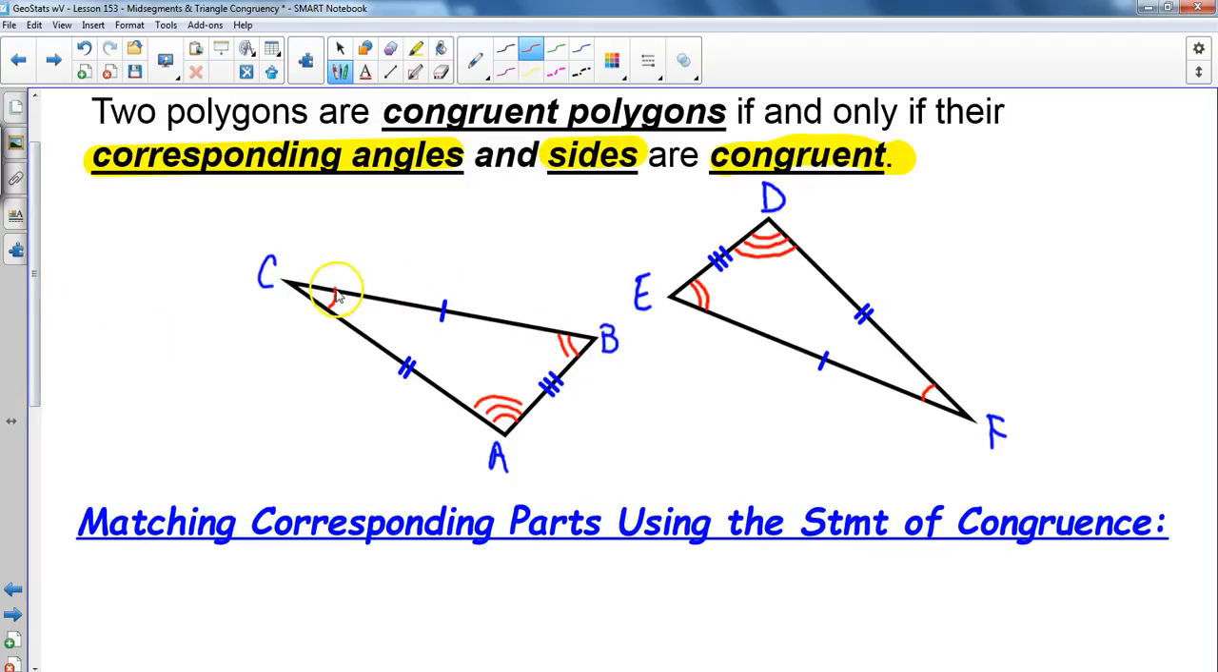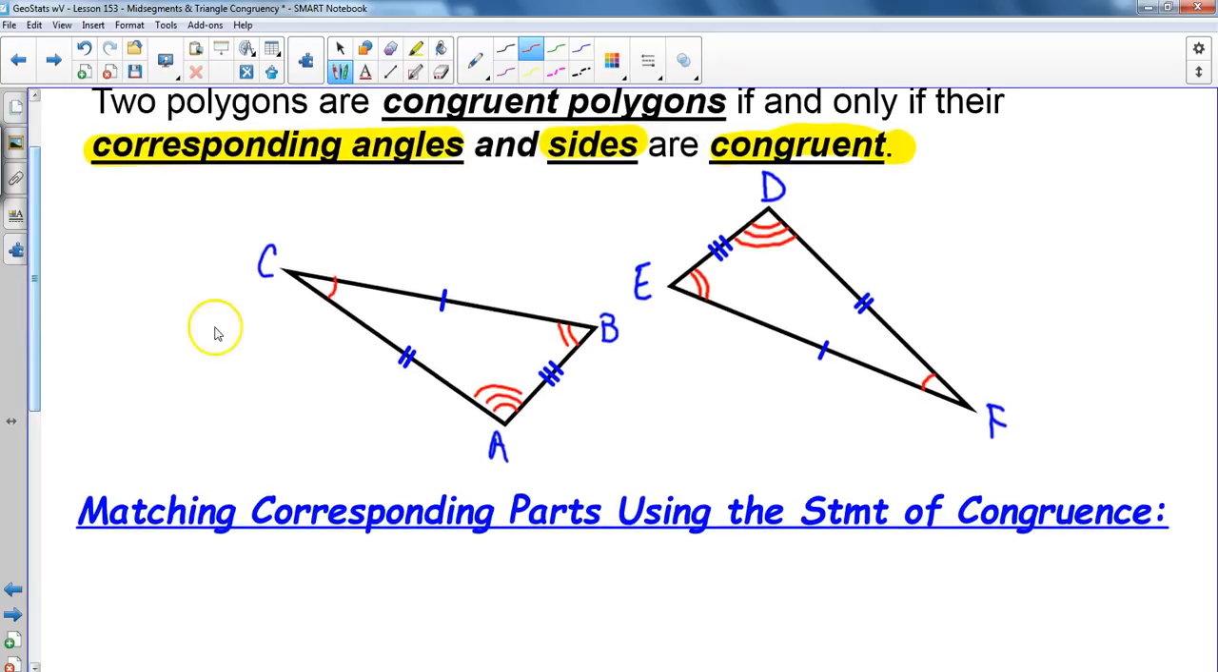Okay. So first, if you're given a diagram, you can identify those based on the tick marks or the arc marks. For angles, we've got one arc mark here that corresponds with this angle right here, and one arc mark shows that they're congruent. Angle B is going to correspond with angle E in this other triangle, and angle A corresponds with angle D. So we do have corresponding angles that are congruent, and we can identify those by the arc marks.